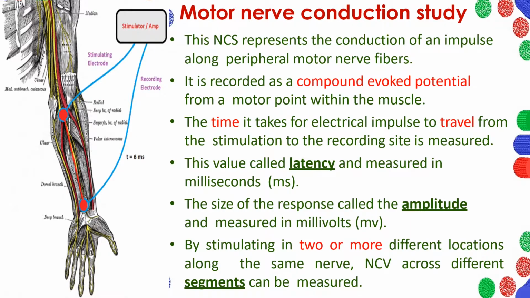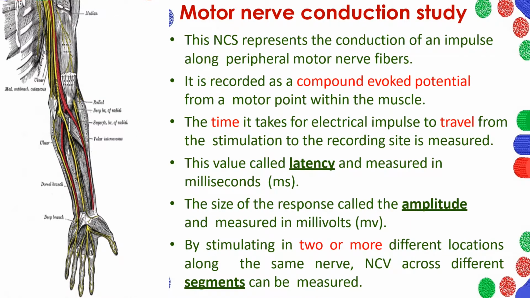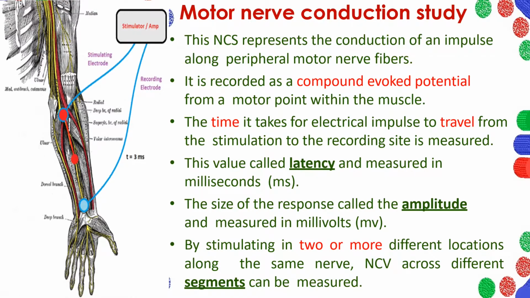Usually you stimulate at two sites. So if you stimulate one side, you then stimulate another side. These two points are taken as stimulating points, and from both of these the latency and amplitude are taken, and from that the nerve conduction velocity is derived.